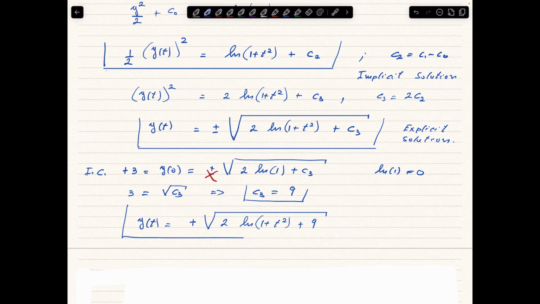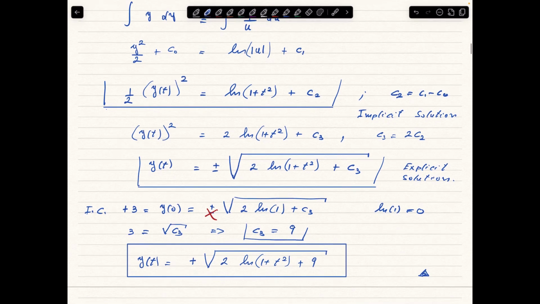Didn't work very well, so let's try again. Now it's a little bit better. And that solves our example. So this is how we solve a separable differential equation.